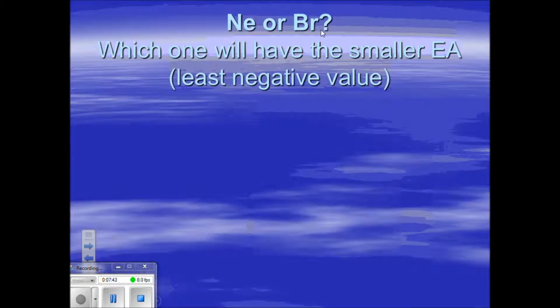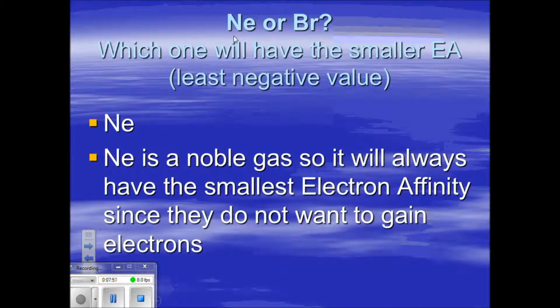Next problem, we have neon and bromine, and they asked which one will have the smaller electron affinity. So which one doesn't want to gain an electron? And you see immediately noble gas. So the noble gas is going to be the answer. Noble gases don't want to gain electrons. They will always have the smallest affinity. And I won't ask you to compare two noble gases to each other. It'll be a noble gas and either a metal or a nonmetal. So that one's going to be Ne.